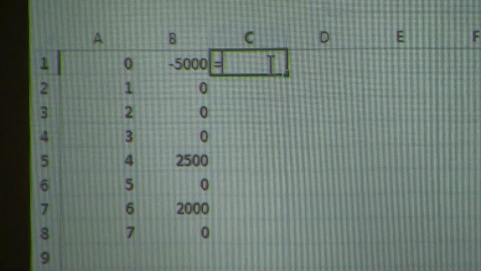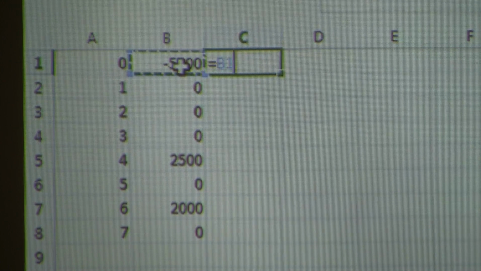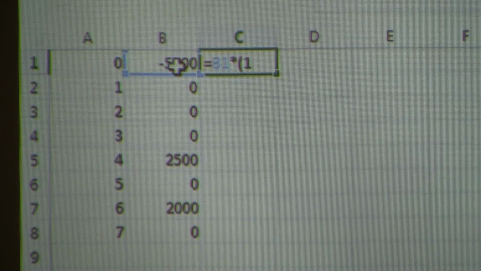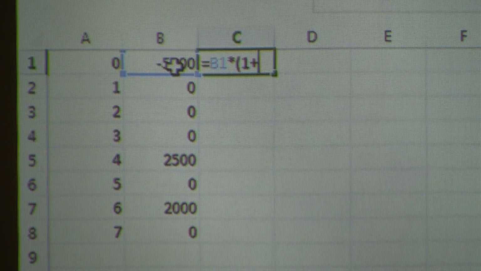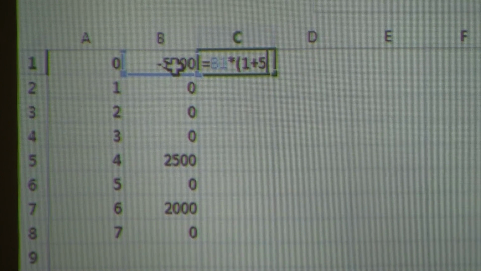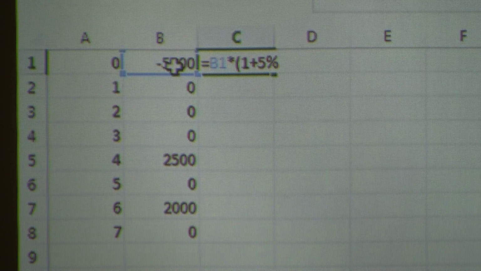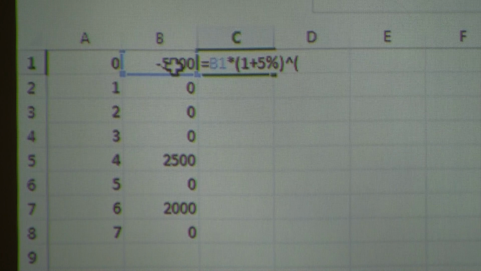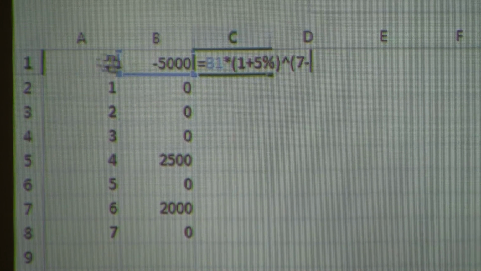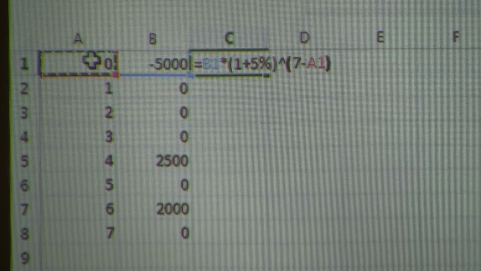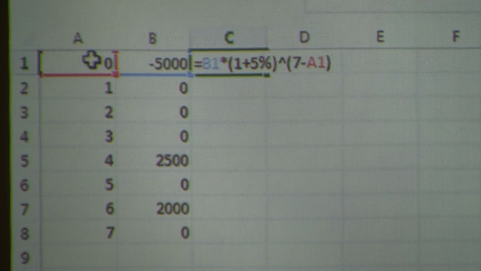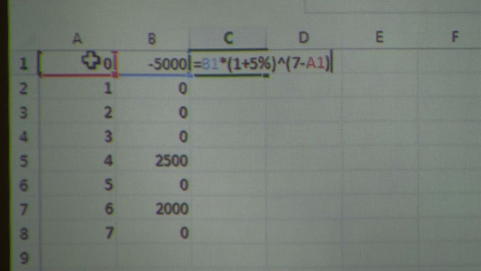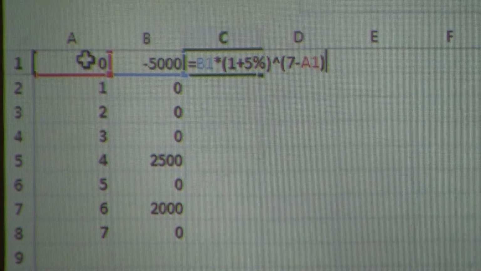So Cookie's way, take that value, multiply by 1 plus, what was my rate? 5%? And I'm going to raise that to 7 minus that cell. Y'all know why I do it that way? 7 minus the year that I'm in allows me to be able to drag that formula down. 7 minus 0, minus 1, minus 2.